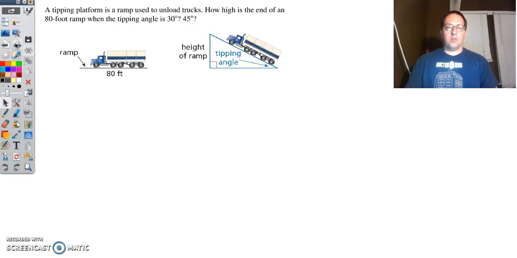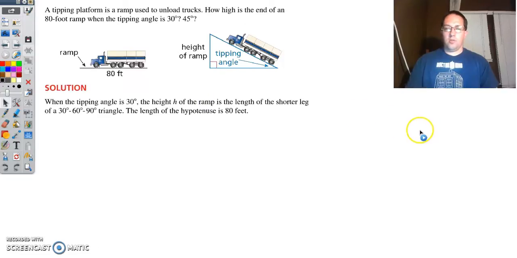All right, so here's another one. Got a tipping platform, which is a ramp they use to unload trucks. We want to know how high the end of this ramp is if the tipping angle is 30 degrees, and how high would it be if it was 45 degrees. The tipping angle is this angle right here, where everything's going to dump out of the back of this truck. So let's start with the 30 degrees, which makes this a 30, 60, 90 right triangle. So it's going to look like this.